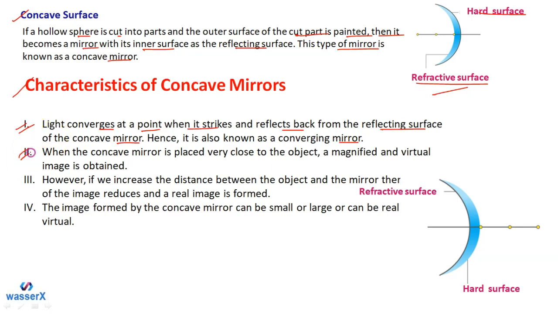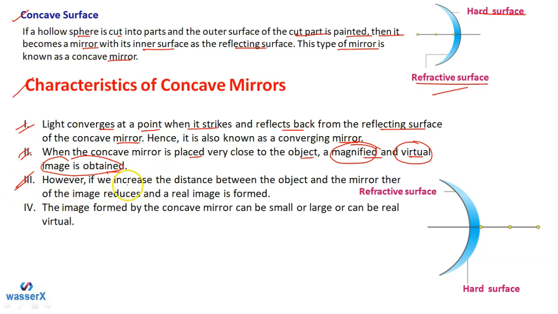Then the next one: when a concave mirror is placed very close to the object, a magnified virtual image is obtained. So when you place a concave mirror very close to the object, it produces a magnified and virtual image. Point to be noted, and we are going to study this in detail as well with the ray diagram.